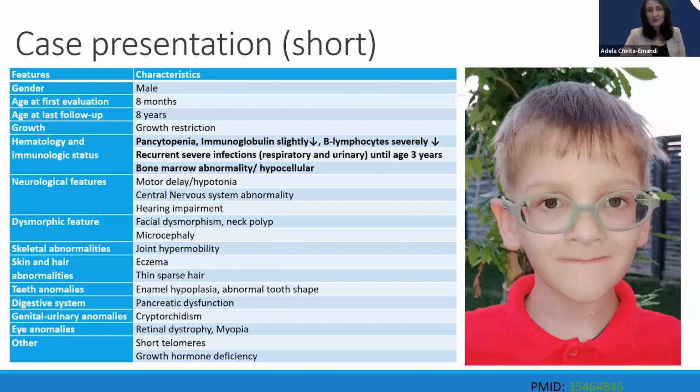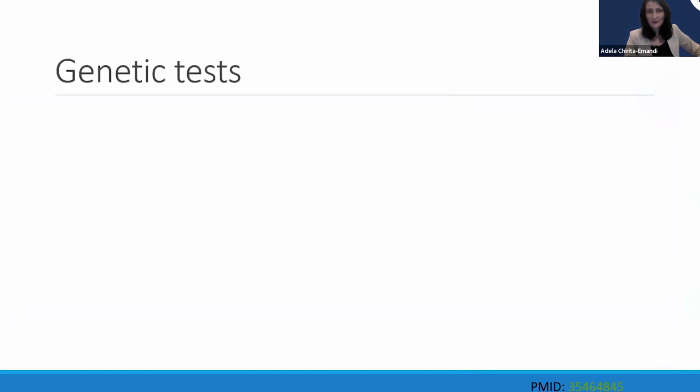He also had additional features which were syndromic. He had motor delay, hypotonia, dysmorphic features, microcephaly. He also had joint hypermobility, eczema, thin, sparse hair, enamel hypoplasia, abnormal tooth shape, pancreatic dysfunction. He also had growth hormone deficiency, retinal dystrophy and myopia. So many issues happened, and we really tried to understand what is the cause of all this.